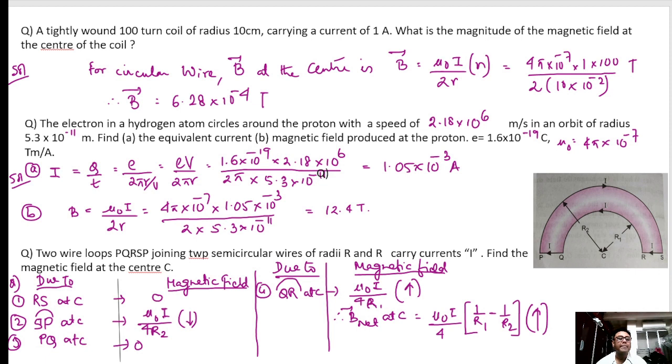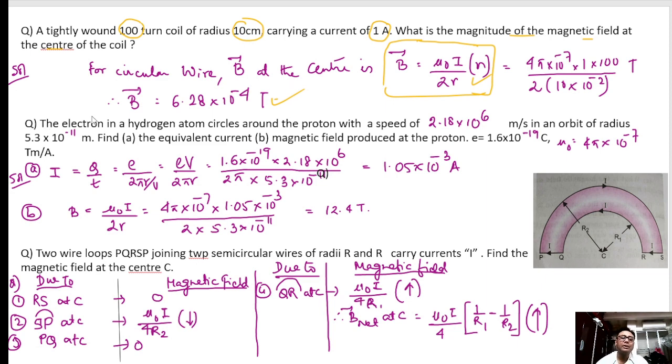Next, a tightly wound coil of 100 turns, so the number of turns is 100, radius given 10 centimeter, current given 1 ampere. What is the magnitude of the magnetic field at the center of the coil? We all know the magnetic field due to a circular wire at the center is given by this formula, into n, where n is the number of turns: mu 0 I by 2r into n. So putting the values, we get the magnetic field at the center.